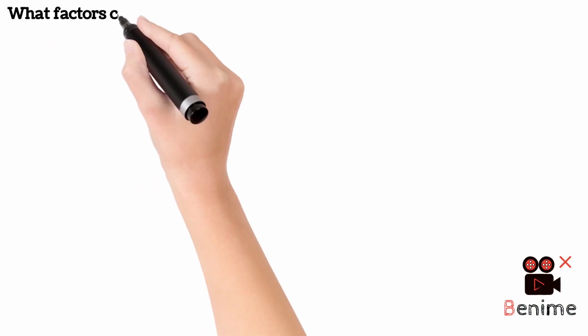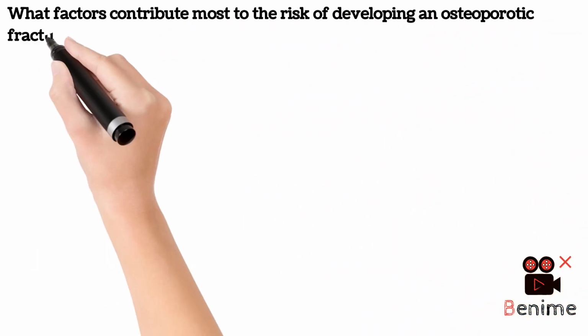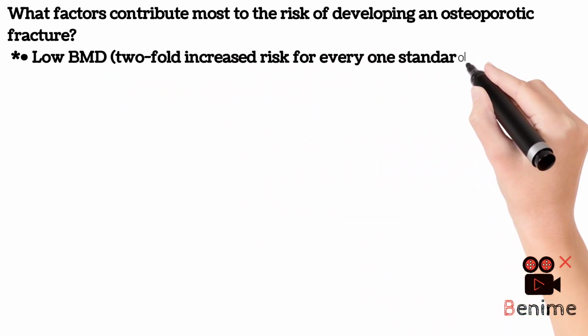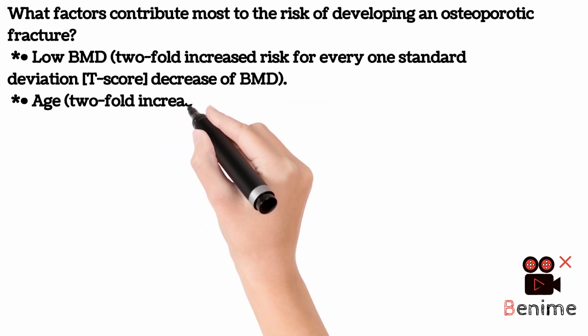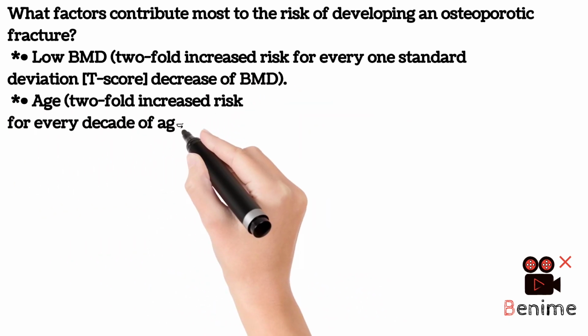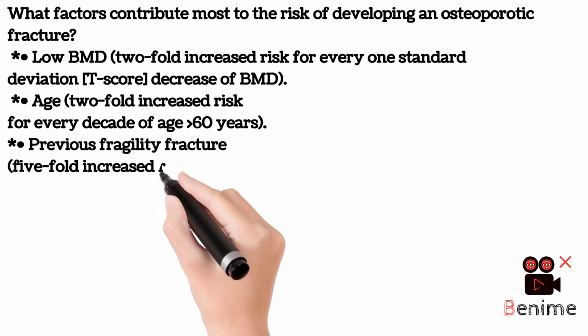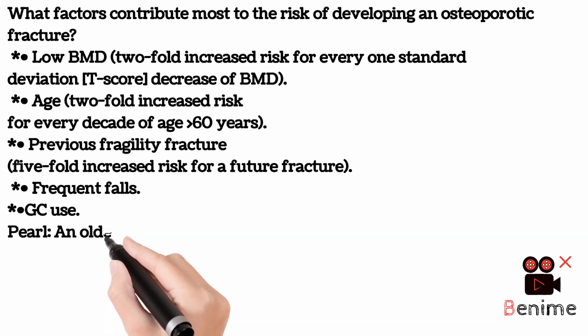What factors contribute most to the risk of developing an osteoporotic fracture? Low BMD: twofold increased risk for every 1 standard deviation (T-score) decrease of BMD. Age: twofold increased risk for every decade of age greater than 60 years. Previous fragility fracture: 5-fold increased risk for a future fracture. Frequent falls. GC use.